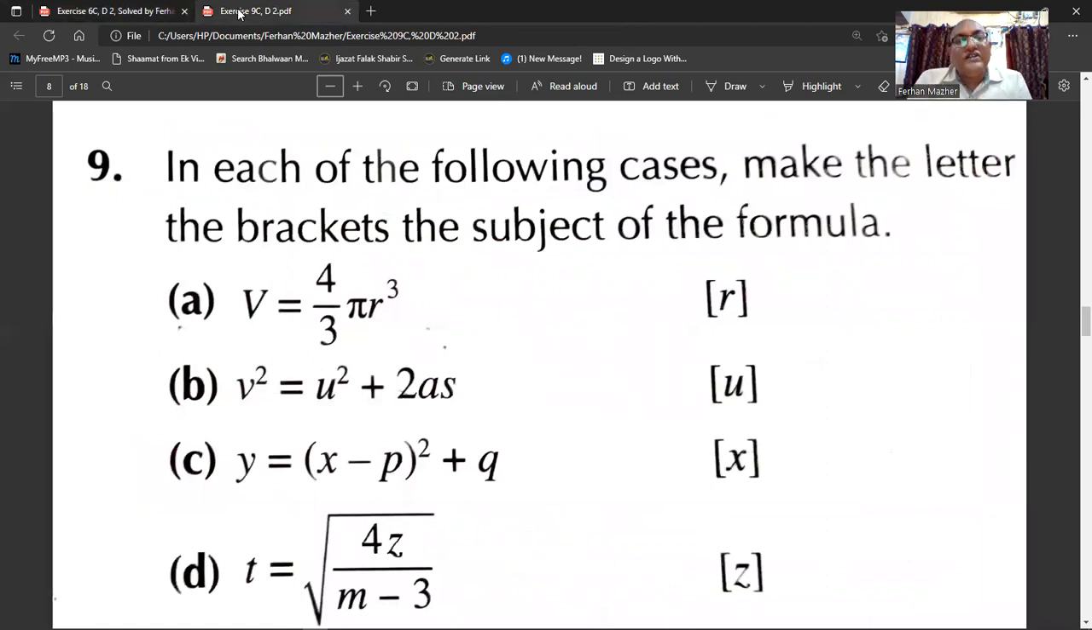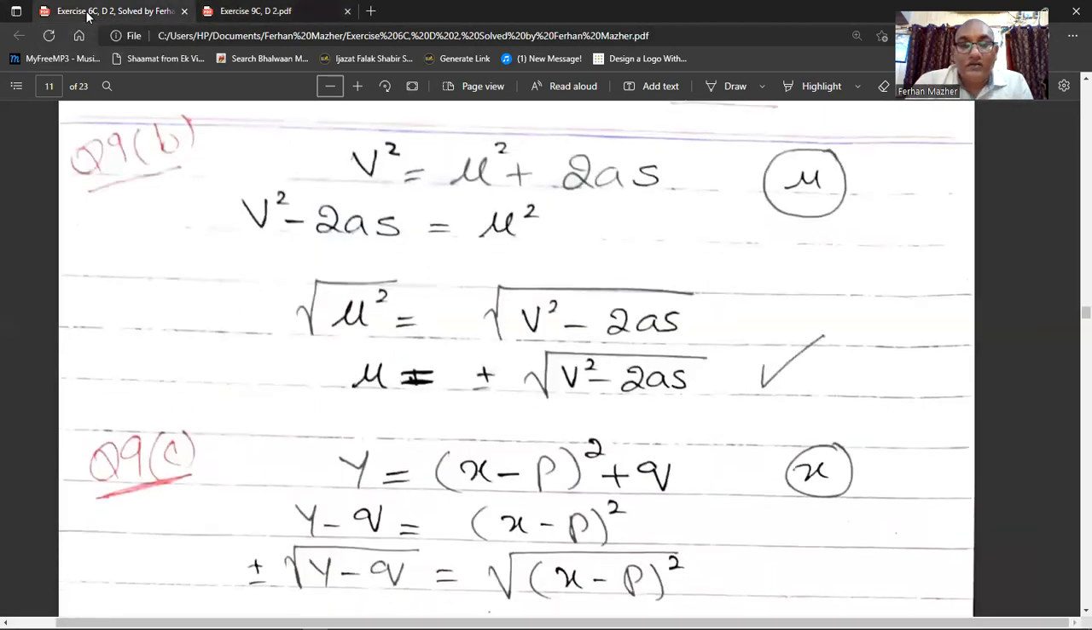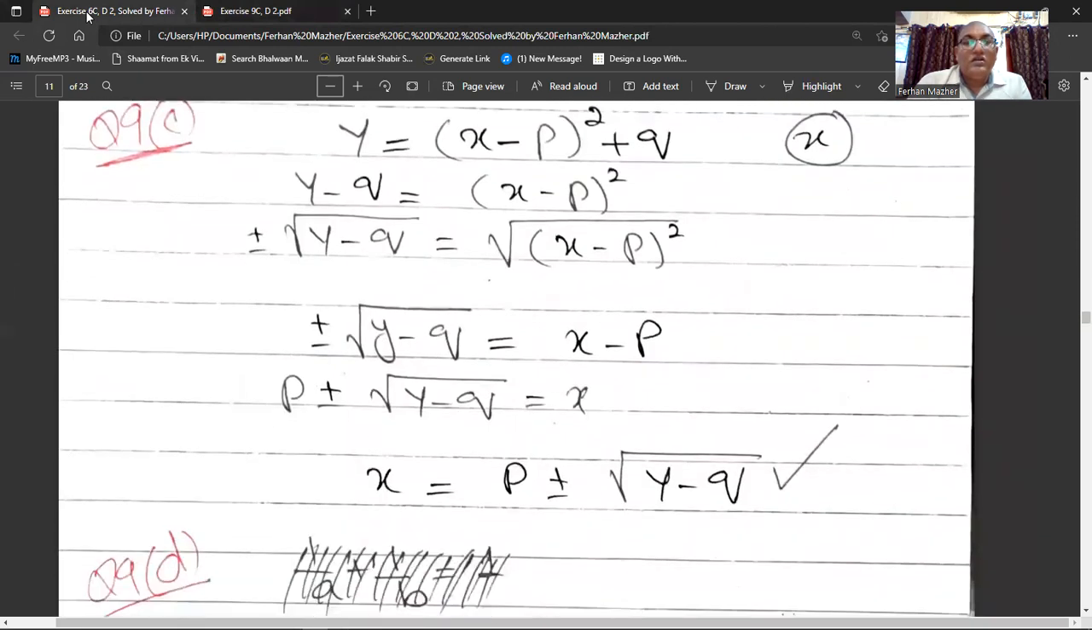Okay, so then we have the C part. He says y equals (x minus p) whole squared plus q. They want us to find x, to make x the subject of the formula. So y equals (x minus p) whole squared plus q. So y minus q equals (x minus p) whole squared.